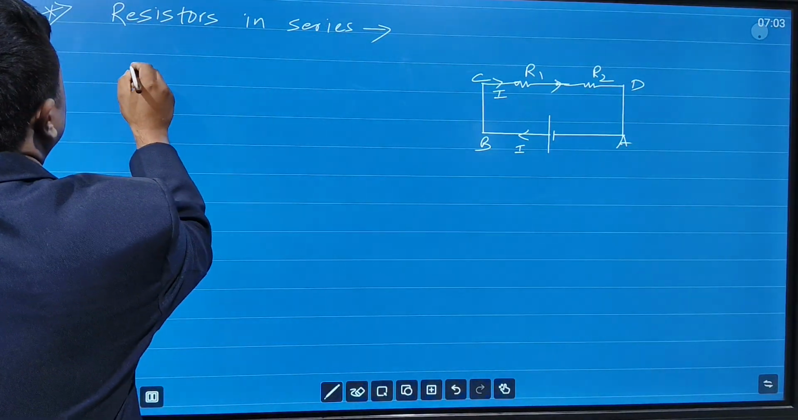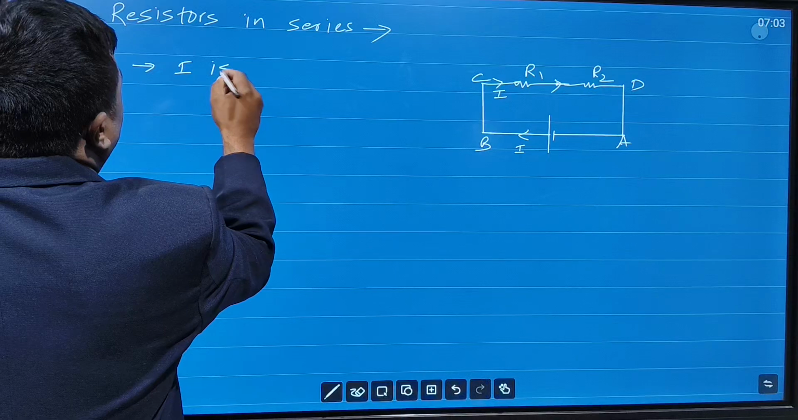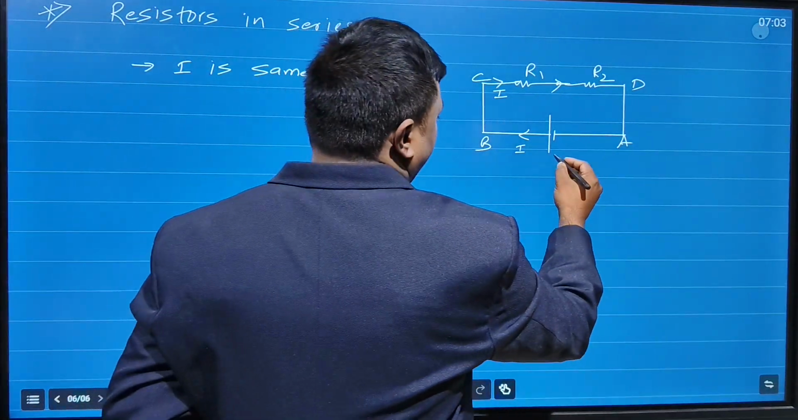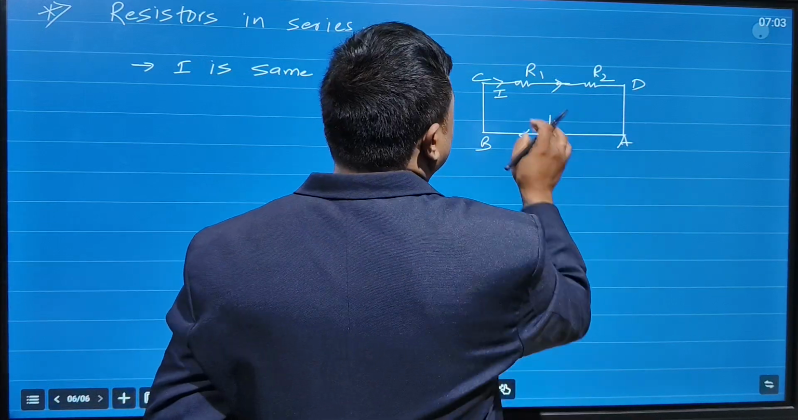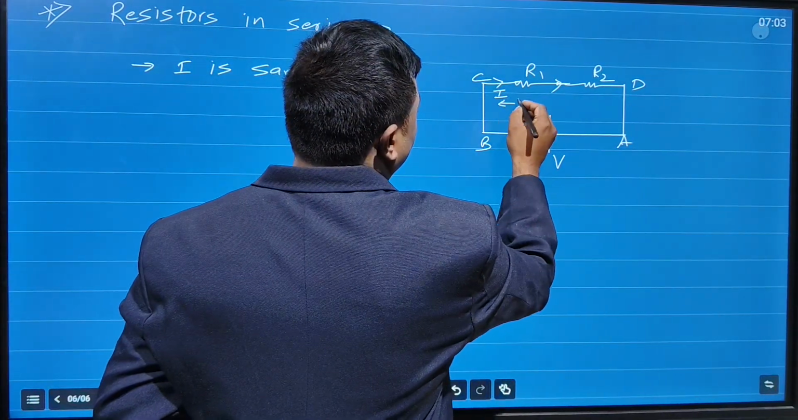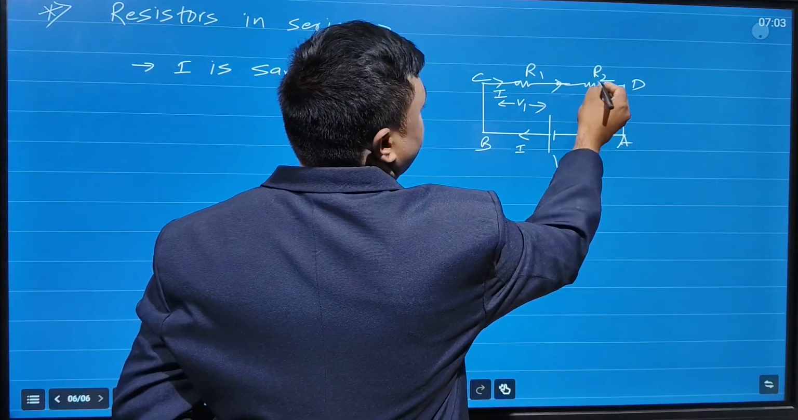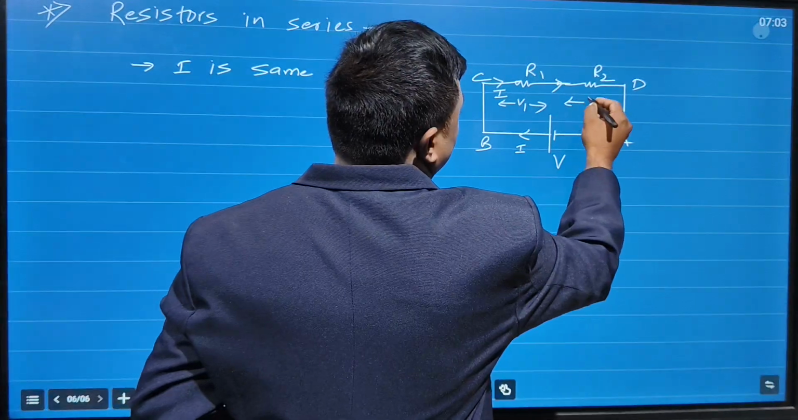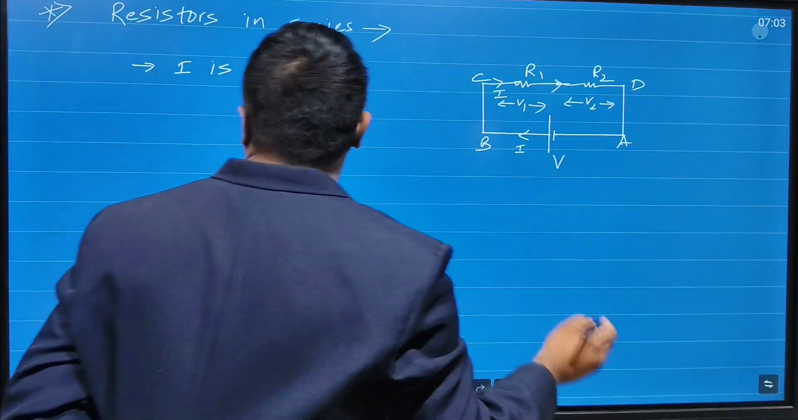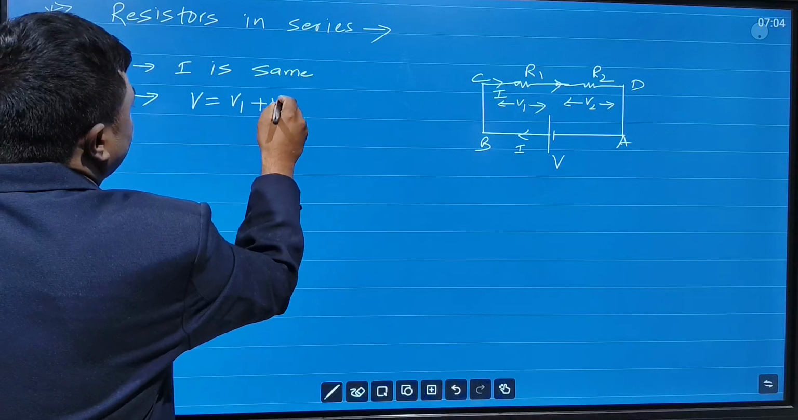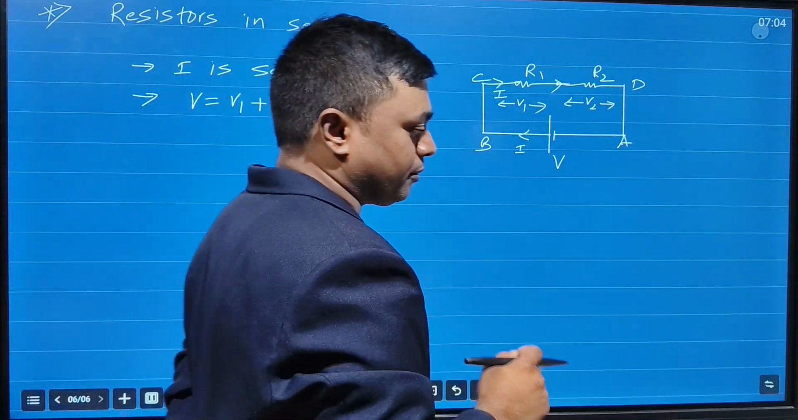So the first point you should remember is what? Current is the same, I is the same. And here potential divides. If V volt is given, whenever I current passes through R1, there is a potential drop across this, that is V1. Whenever I current passes through R2, there is a potential drop across this R2, that is V2, according to Ohm's law. So here what is important? V is equal to V1 plus V2.